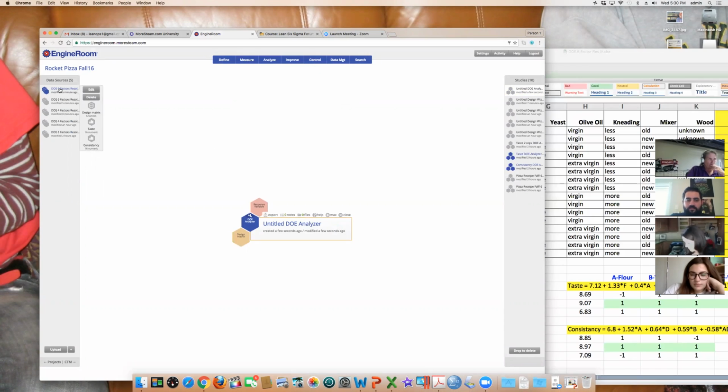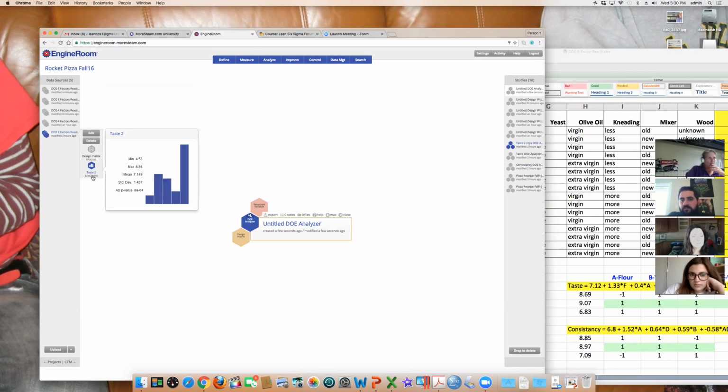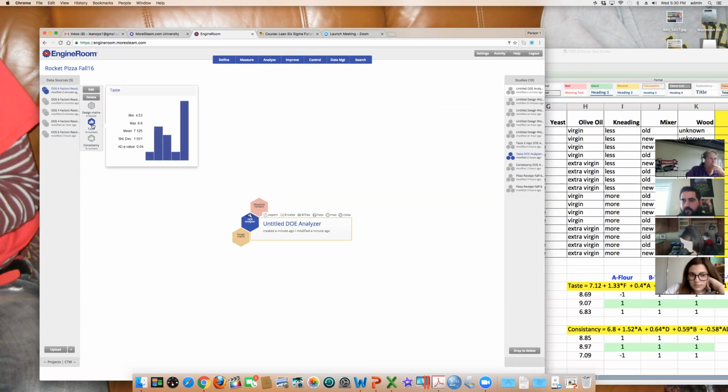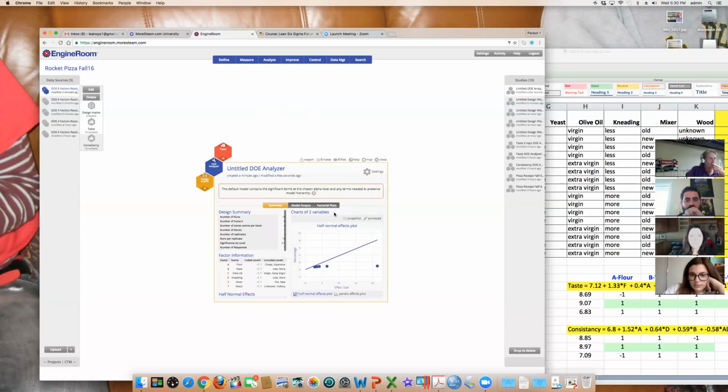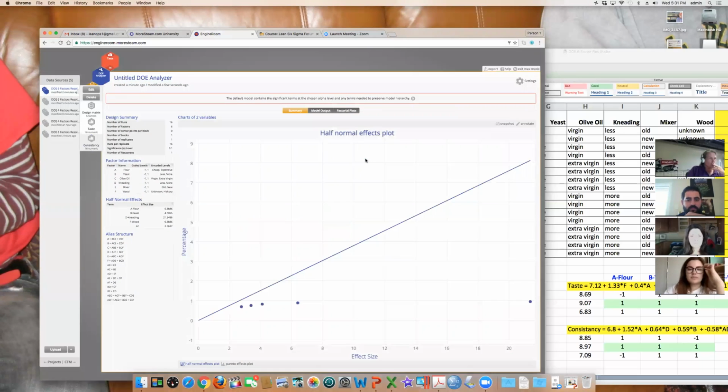I was looking for the one where I actually had both taste and consistency in there. That last one that I showed you, I ran with 2 replicates on taste just to see what the difference in the results were. But I went back, so I just want the 16 values. Let's take a look at taste first. Taste is a response variable, and the design matrix is in here. It's going to crank away a little bit. Let's maximize the size.